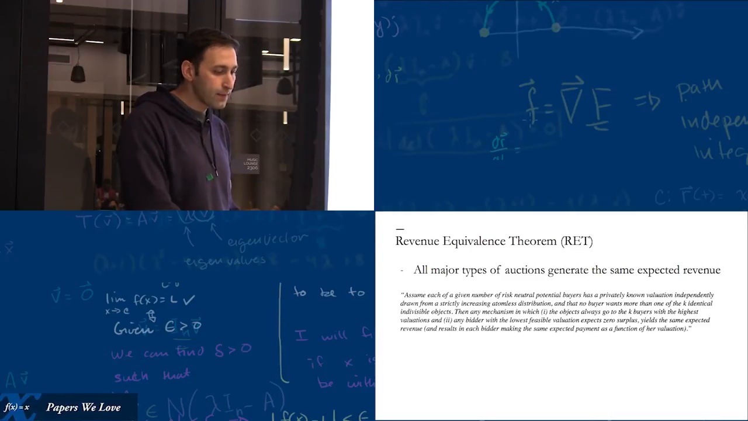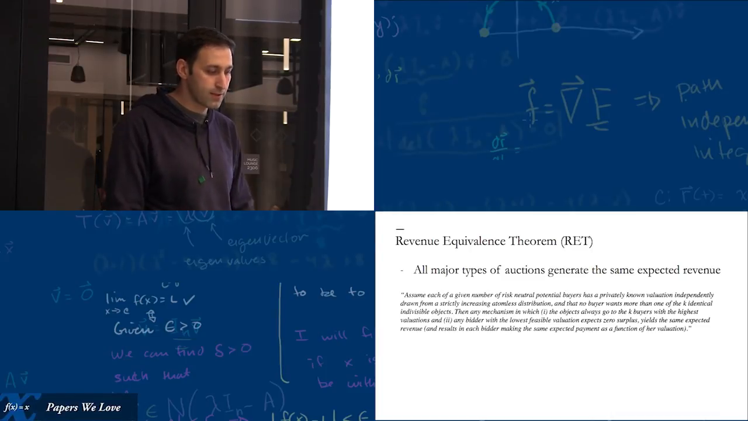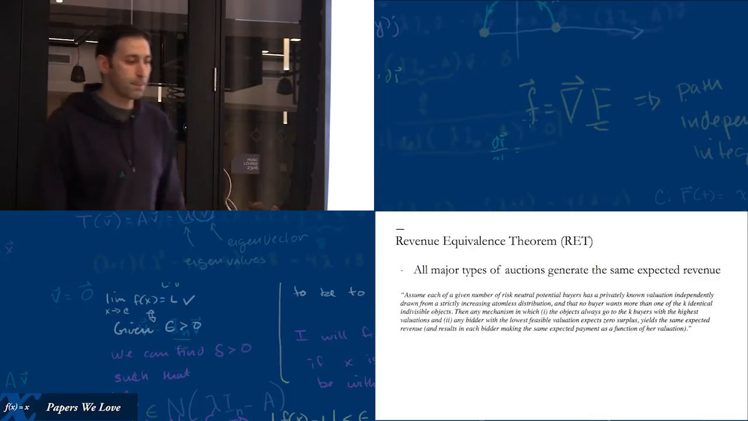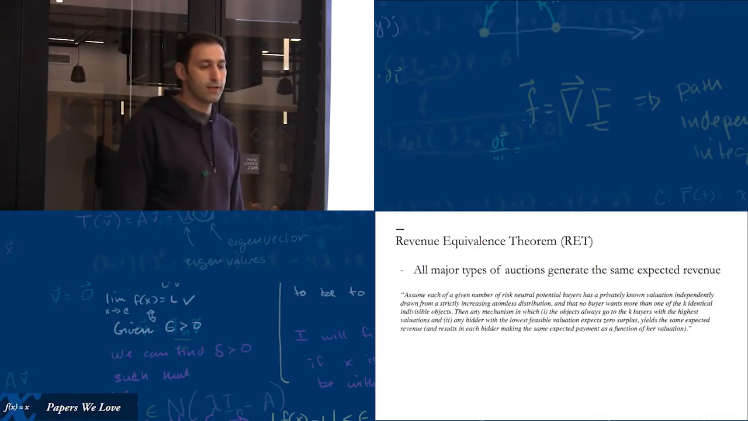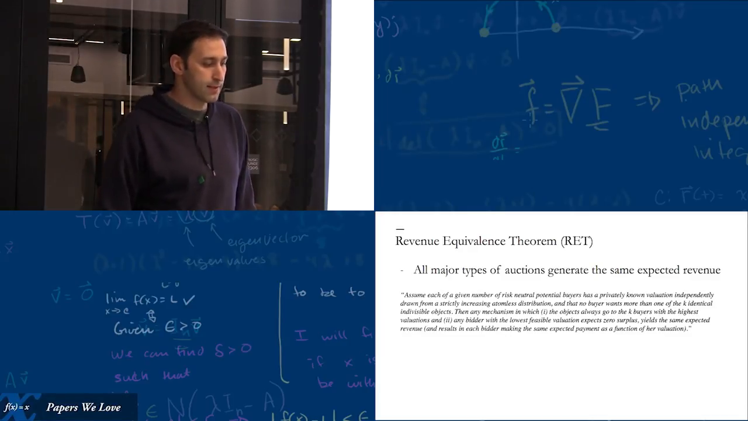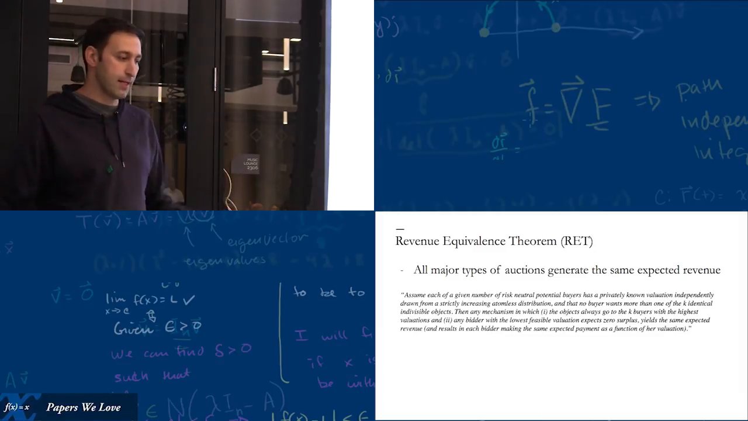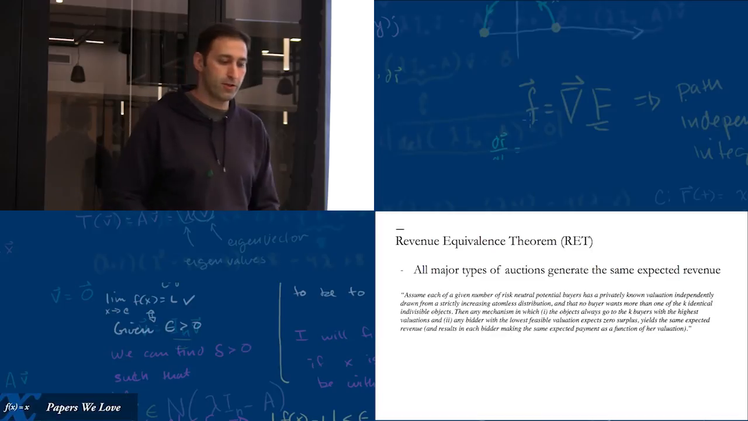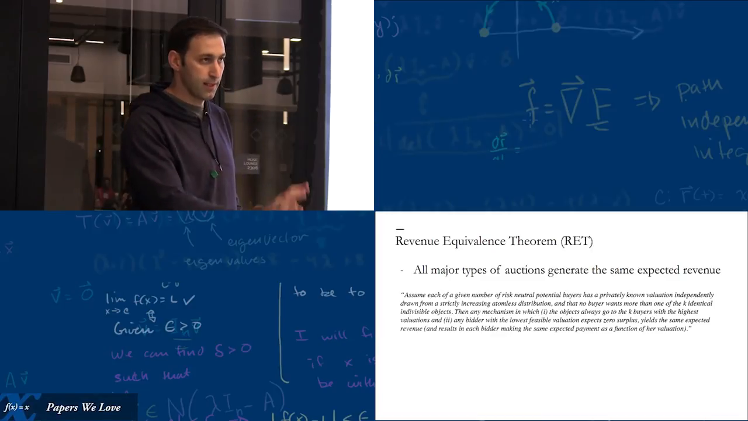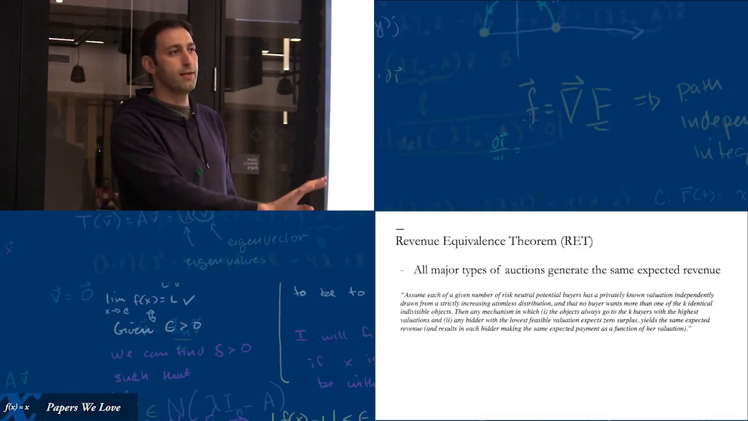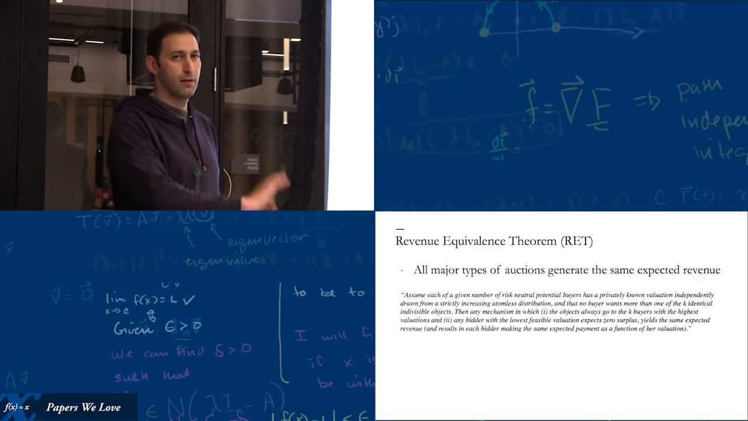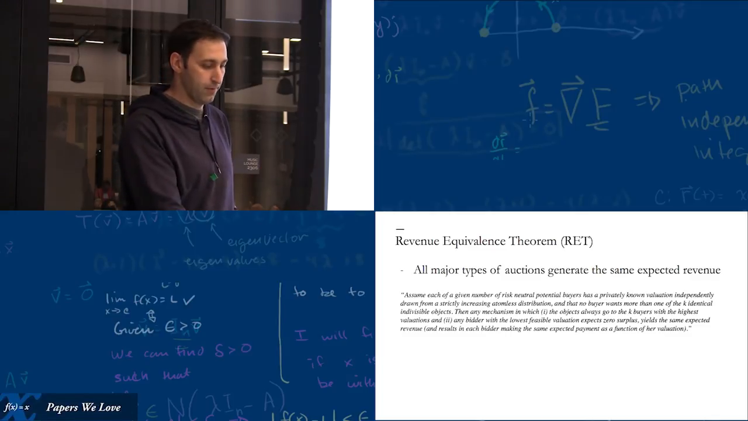Now, this also leads to something called RET, the revenue equivalence theorem, and it says that assuming all these inputs are the same, all major types of auction generate the same expected revenue. This is the first theorem that is called out in the paper. I'll defer to the paper for you to read and understand all the details of this.